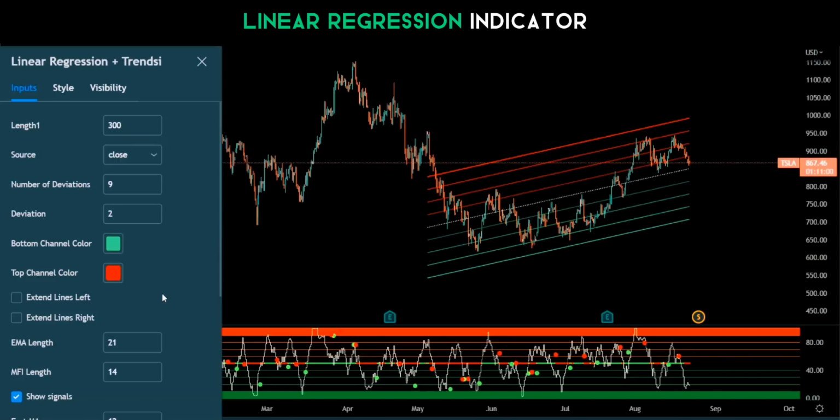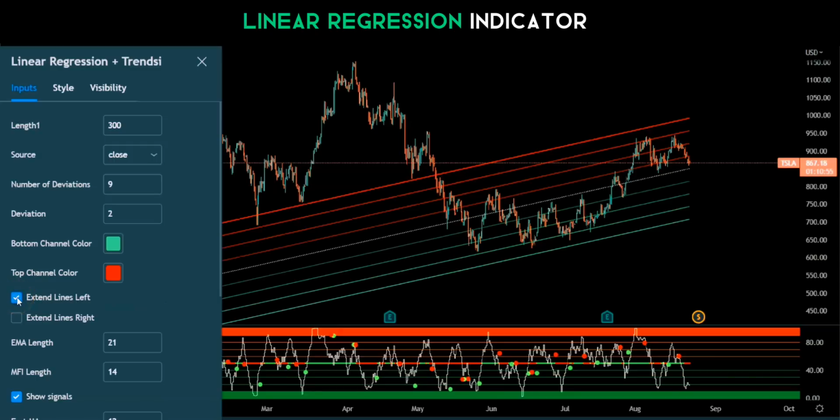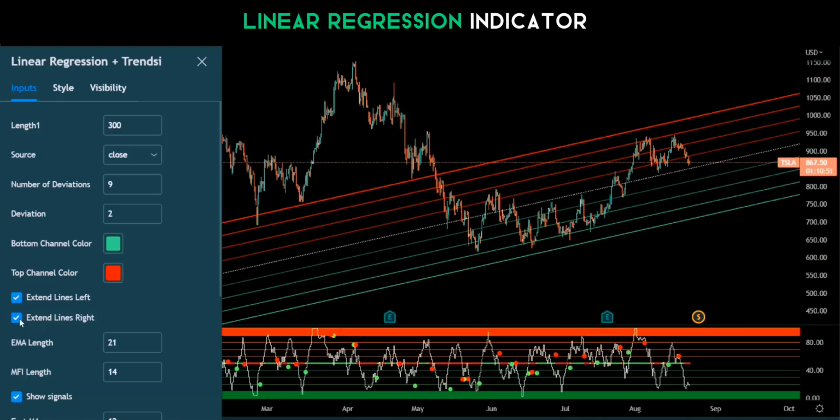You also have the ability to be looking left and looking right. So you can extend these lines left to see historically what happened in the past, but also a great feature is to see what is coming in the future to see where you could potentially be heading in the stock direction. Let's go over the next indicator.